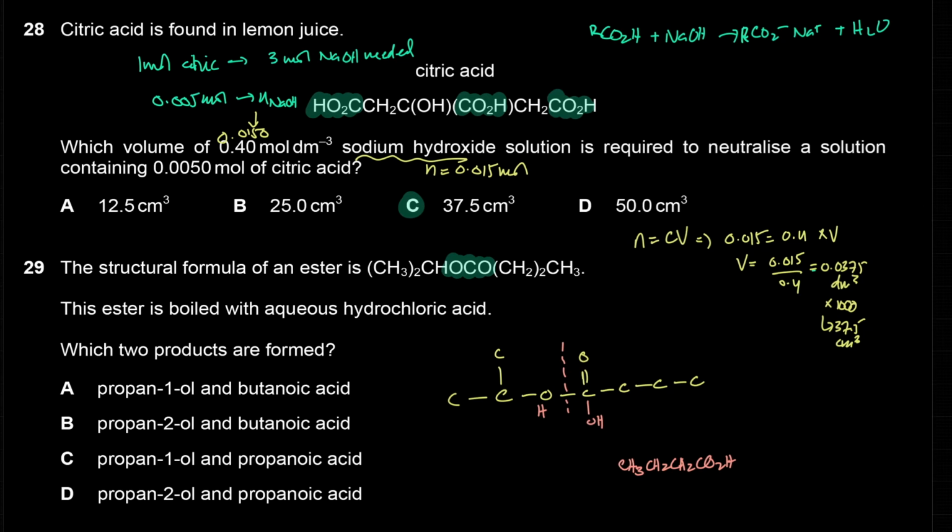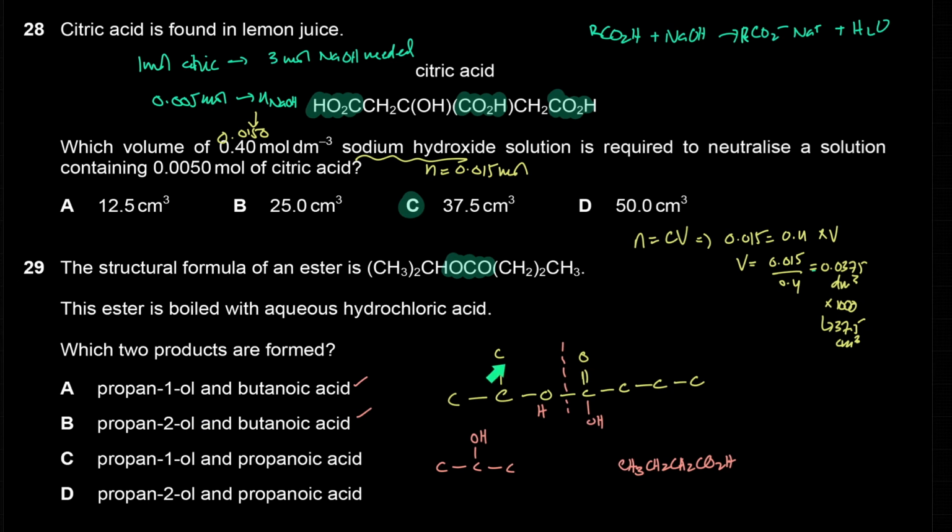This is a 4-carbon acid, so this is butanoic acid. We know for a fact that we're getting butanoic acid. And then what alcohol are we getting? We have an OH on the middle carbon. I haven't shown the hydrogens here, obviously. So this is propan-2-ol, right?